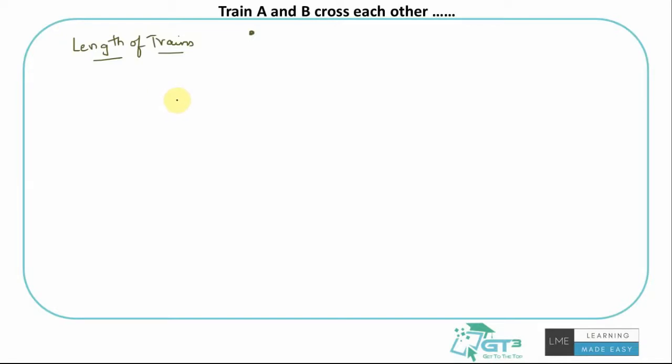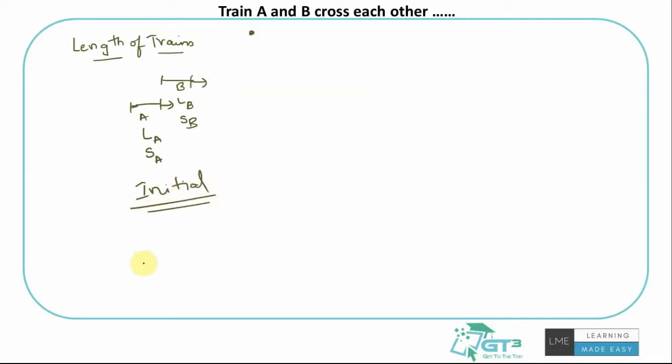There are two scenarios. A train A, length L, going at a speed S. Let me write it as length of train A and speed of train A. And there's one more train, let me call this train B. So that's length B and speed SB. Let's assume that both the trains are traveling in the same direction. So the initial condition is assumed to be this.